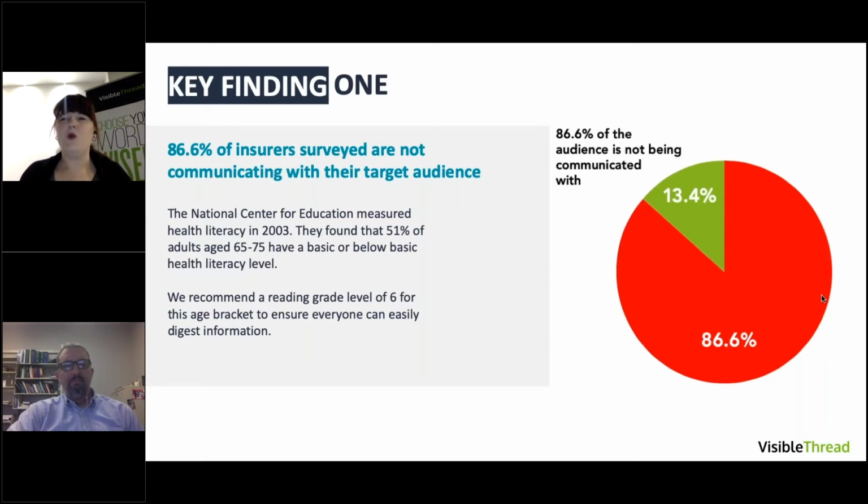And health literacy, what we're talking about here is not just your insurance documentation, but it could be the ability to understand how to take prescriptions, how to take medication. So our recommendation based on that was that we need to look at a reading grade level of 6 for this age bracket. And based on that, we found that 86.6% of insurers are not using this. They were communicating at a much, much higher grade level.